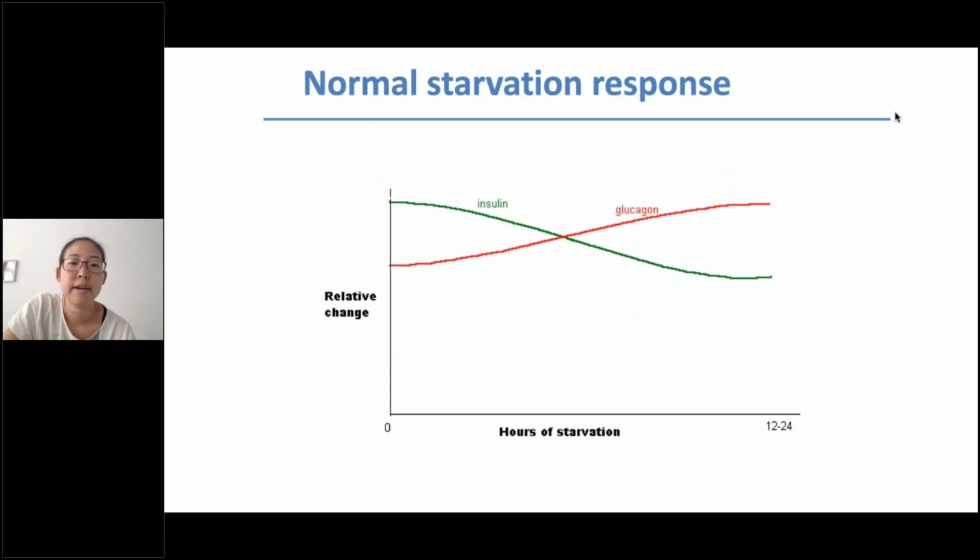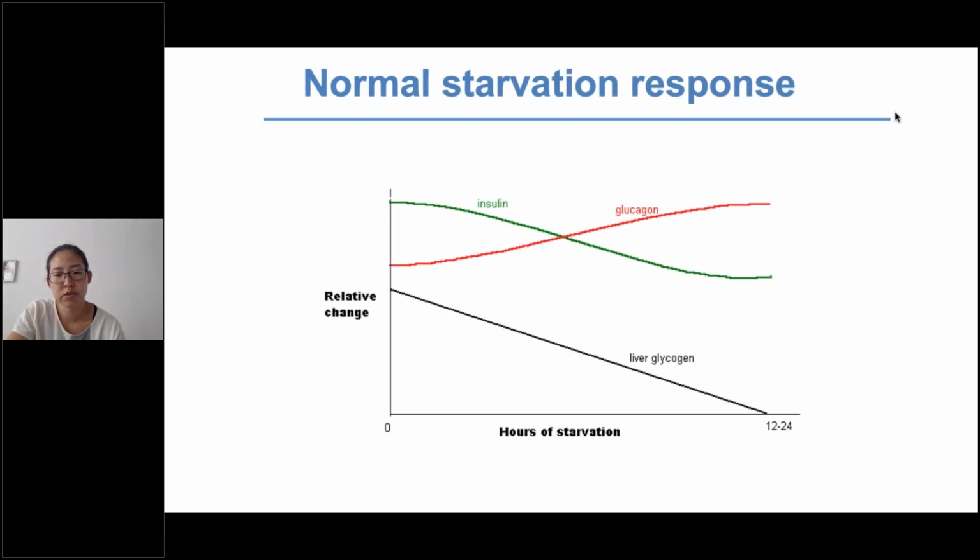So what happens during a normal starvation response? On the x-axis, you have the hours of starvation. We'll start with insulin and glucagon. When you starve and you're not eating, your body is struggling to find sugar. So it first uses the sugars from the food you've been eating, and then later it decides, okay, I need to find some glycogen, and it goes to your liver. So insulin level drops and glucagon level goes up, in respect to each other. As I said, you start using your glycogen stores, so that starts decreasing over time.